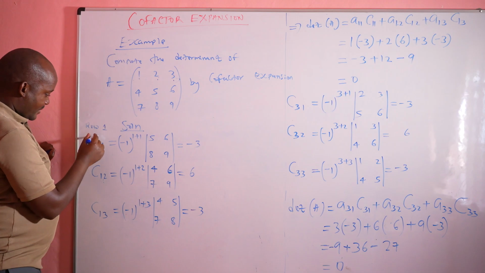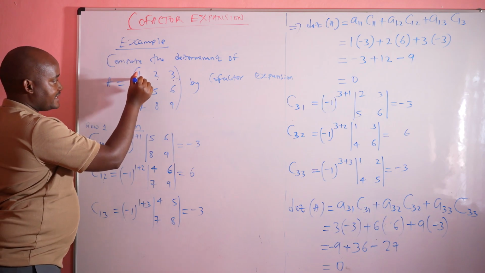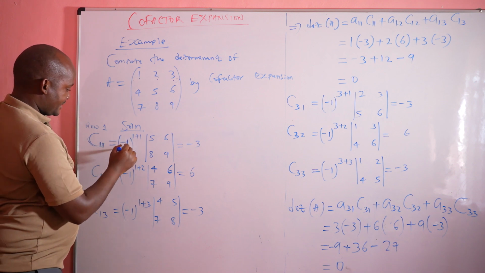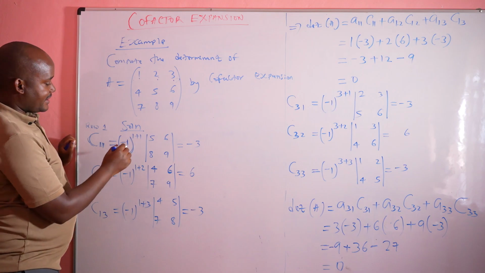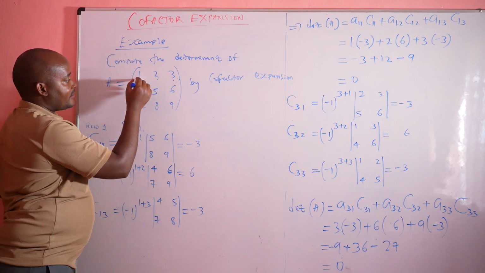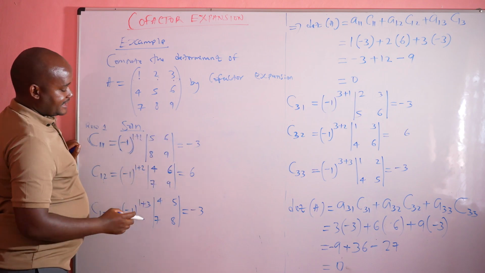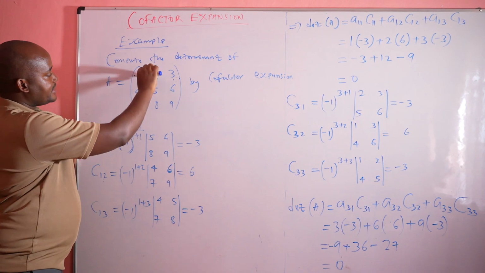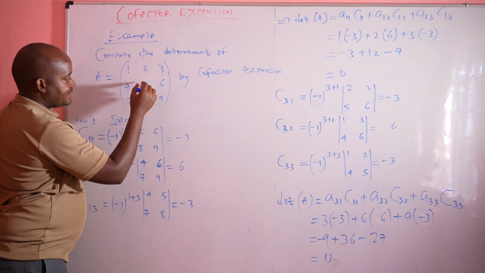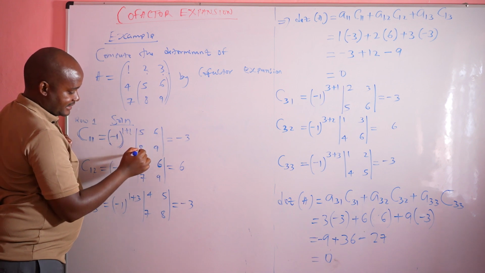So we need C11, the cofactor corresponding to this entry, which is number 1 there. From the formula for the cofactor, it is negative 1 raised to the power of 1 plus 1. The reason we are saying 1 plus 1 is because 1 is in row 1 and column 1. Then you multiply by the determinant of the matrix that we obtain once we delete this row and this column. We'll be left with this submatrix here, which has the entries 5, 6, 8, 9.